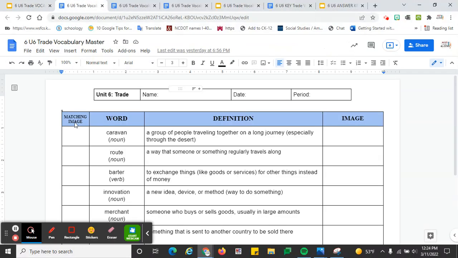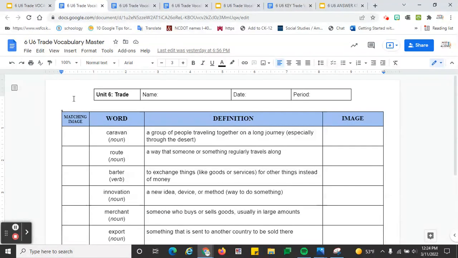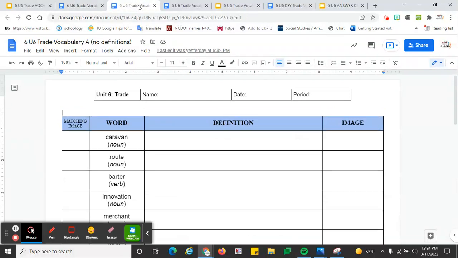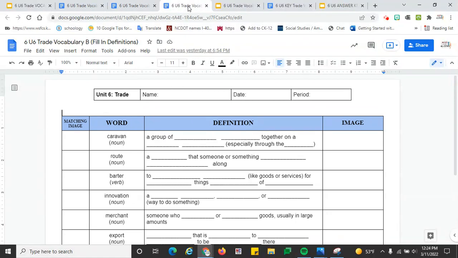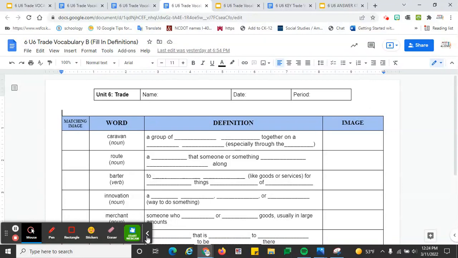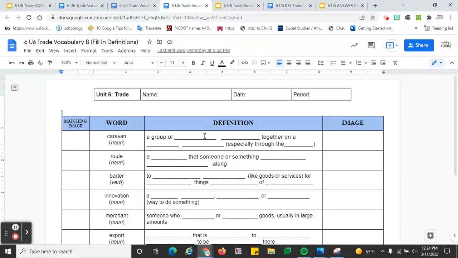There are Google Docs that go along with these. This one is completely filled out with the word, part of speech, and the definition already there. There's one that's completely blank other than the word and the part of speech. And then there is one that gives some support for students to be able to fill in keywords, so it'll draw their attention to those.